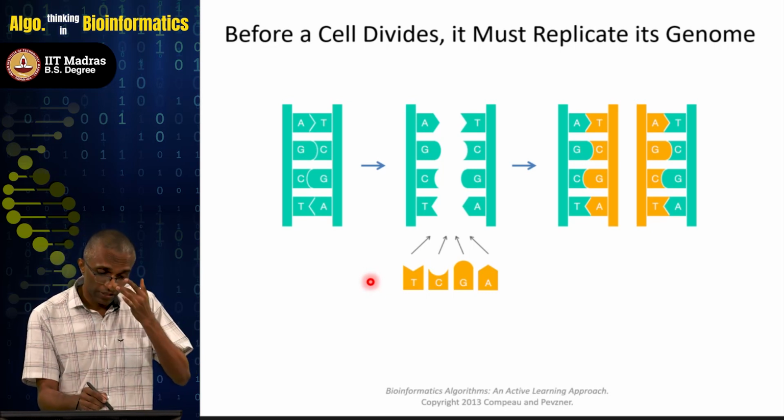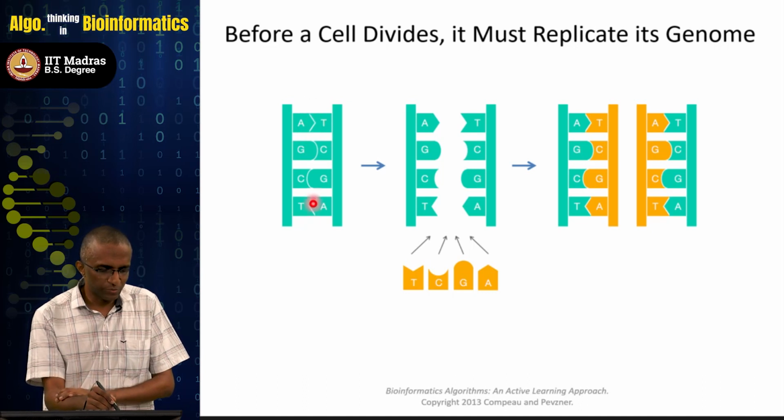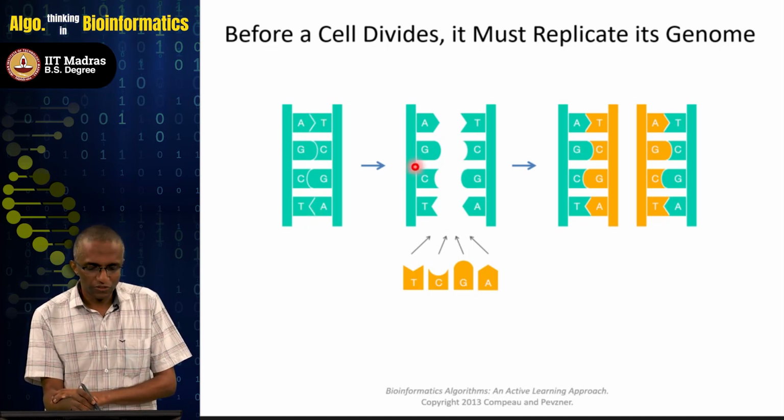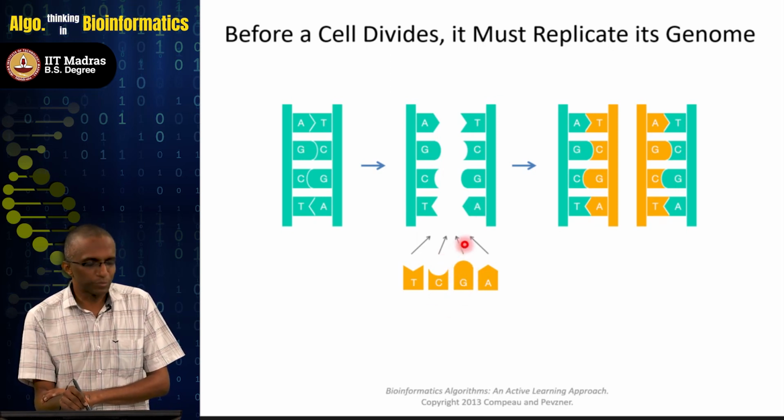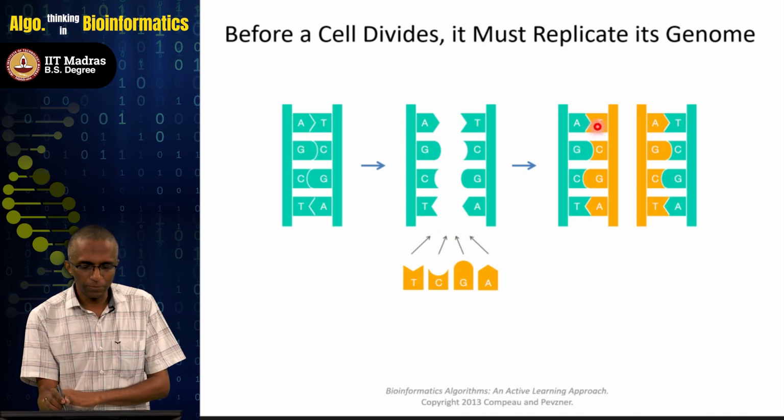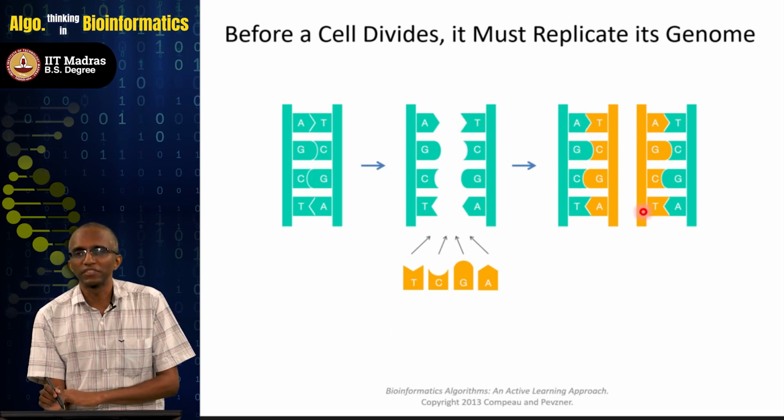So, how so? You have these two strands connected by weak hydrogen bonds. You just separate them into individual strands, and then you have molecular machines which will use free nitrogenous bases and the pairing mechanism, that A always pairs with T and G always pairs with C, and similarly on the other side, to make an exact copy of two more strands.